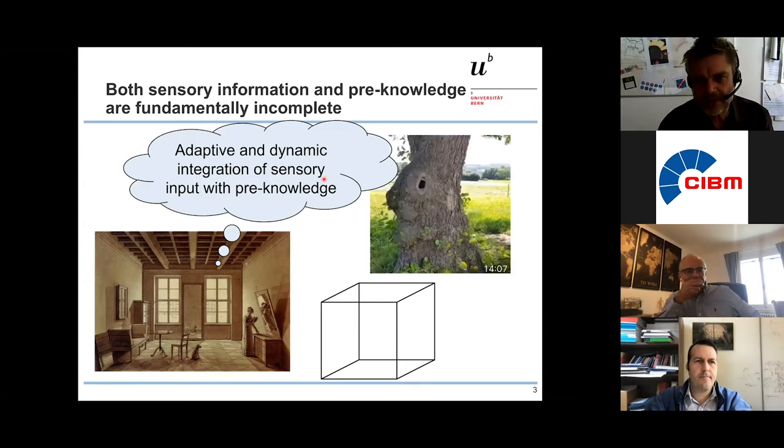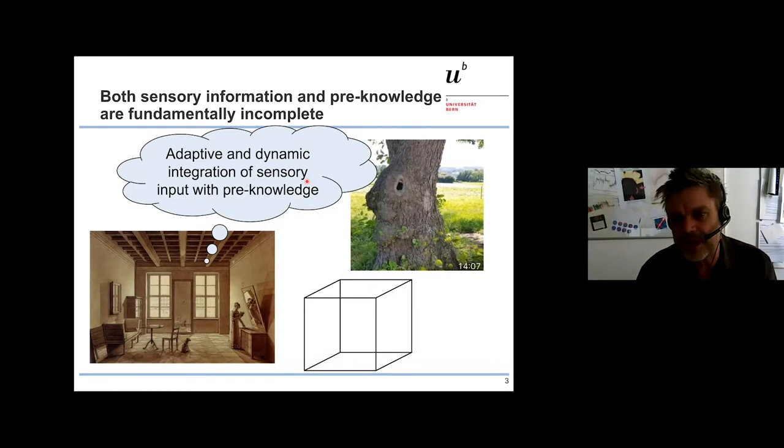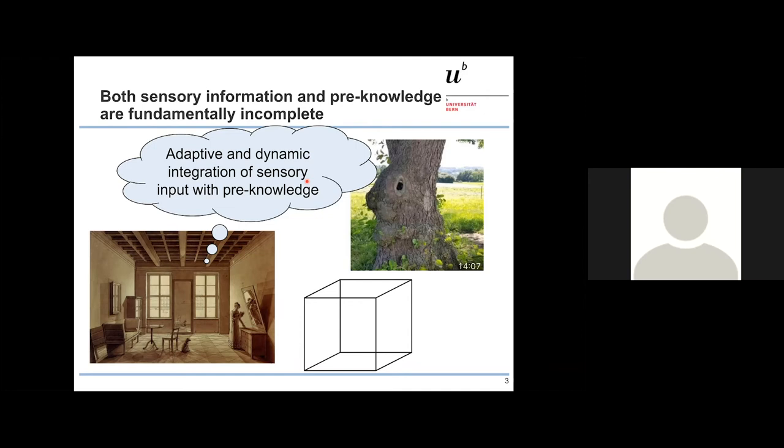Also, here is another example. You can see this as a tree or as an Easter bunny, depending on what you want to see, right? You can switch back and forth. So we have this switching, and we need this all the time. And this is, I think, a vital thing and one of the functions of consciousness, that we are able to switch this and to come to different types of representations, depending on all kinds of circumstances, okay?